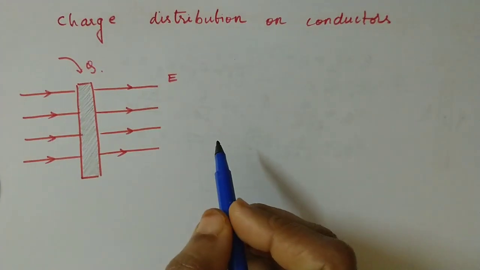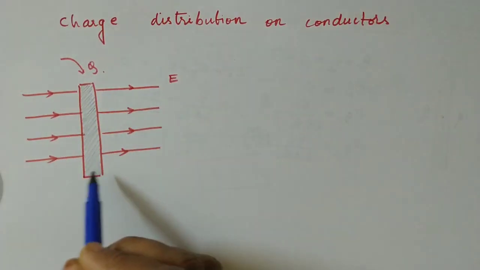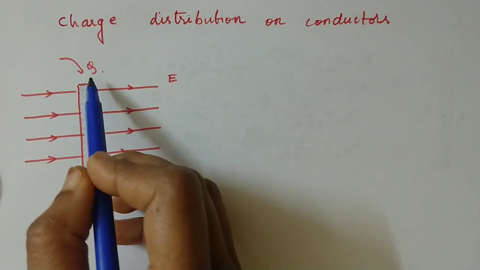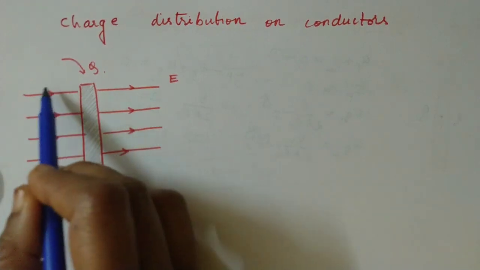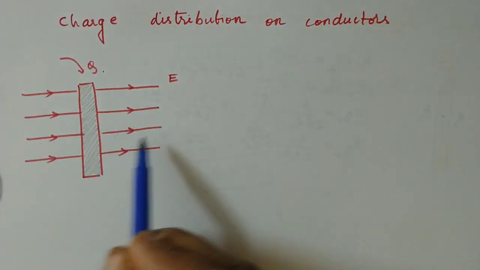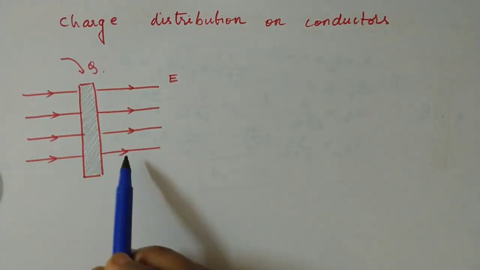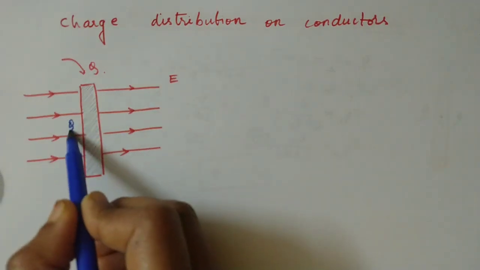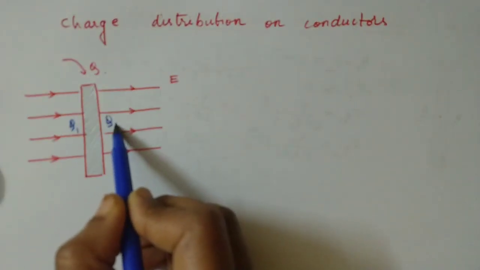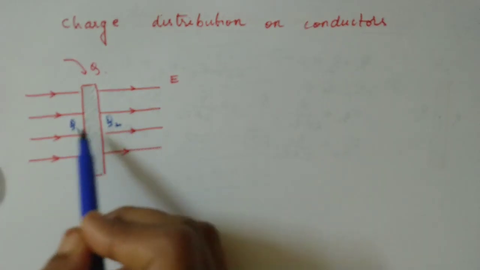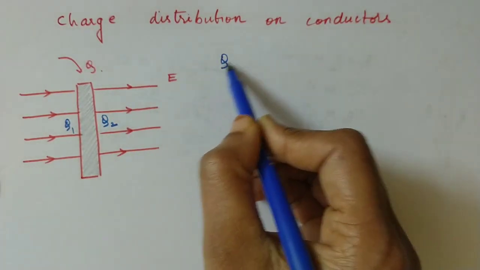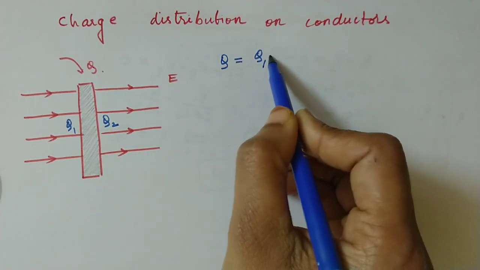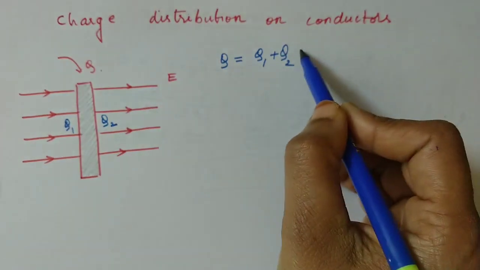Now look at the second case. Again we are given a charged surface, a charge Q is given, but look at this. This is placed in an external electric field. Now if there is an external electric field, what is the charge on either side of it? So let the charges be Q1 and Q2. Again I'll begin: Q should be Q1 plus Q2. This will be my first equation.